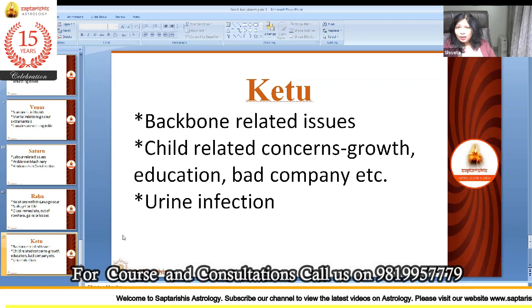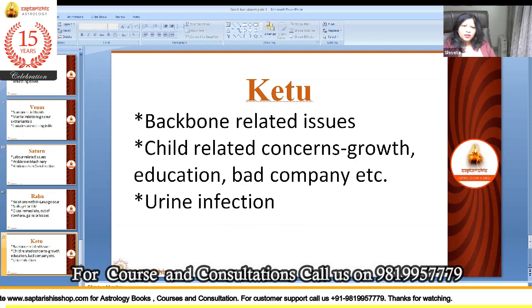And yes, coming back to your body again. Your backbone is one. Another thing is urine infection. Any infection or any issue related to the urine, right? And you need to visit the doctor. You know that Ketu is weak. Treat Ketu. Take the doctor's prescription as well. But at the same time, treat Ketu. Do some remedy. Right?